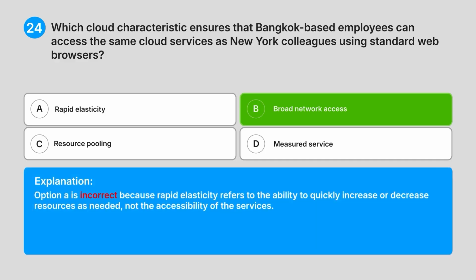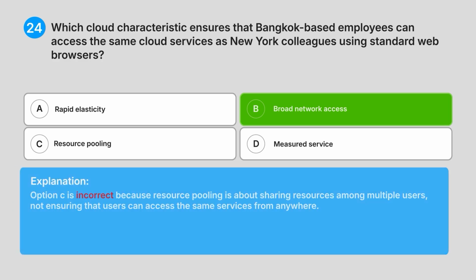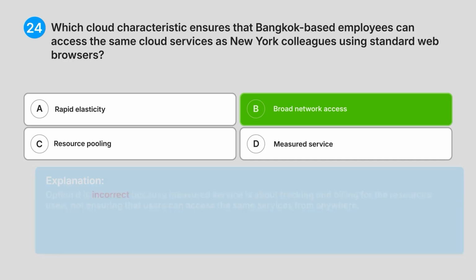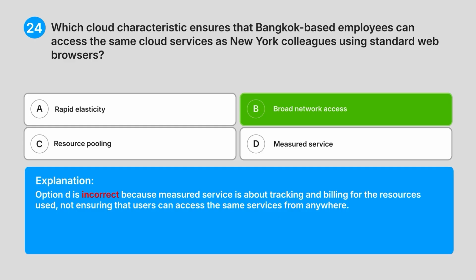Option A is incorrect because rapid elasticity refers to the ability to quickly increase or decrease resources as needed, not the accessibility of the services. Option C is incorrect because resource pooling is about sharing resources among multiple users, not ensuring that users can access the same services from anywhere. Option D is incorrect because measured service is about tracking and billing for the resources used, not ensuring that users can access the same services from anywhere.